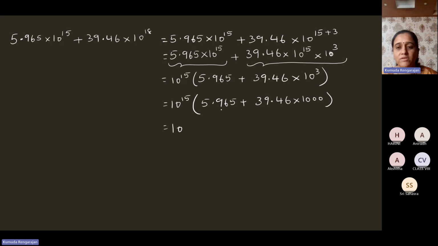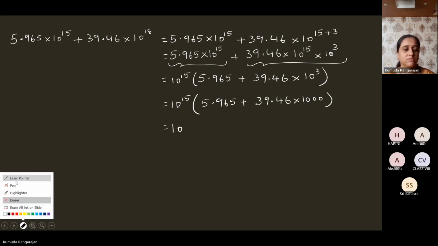Because 10 to the power 3 is 1000. Everywhere it's not going to be 1 by. If the power is negative, if it was 10 to the power minus 3, then it will be 1 by 10 cube. But here it is 10 to the power 3, which is 1000. If the power is negative, then it will be 1 by 10 to the power 3. Here it's a positive power. 10 to the power 3 is 1000.